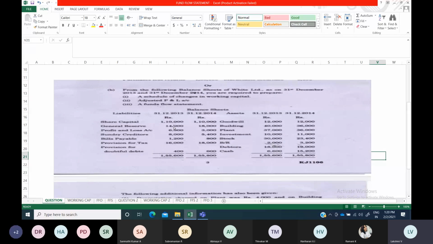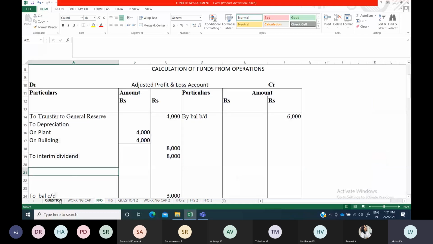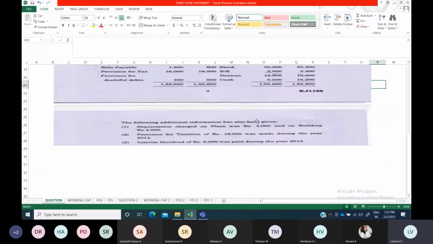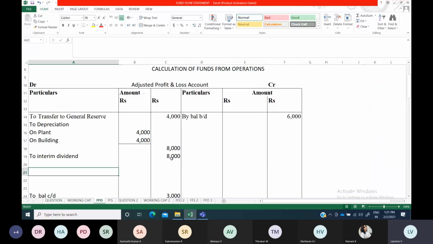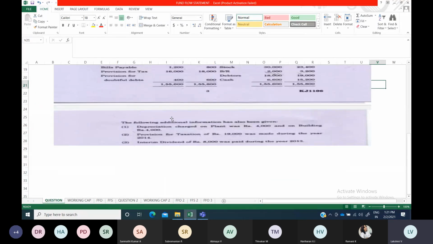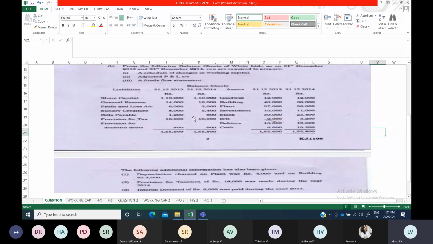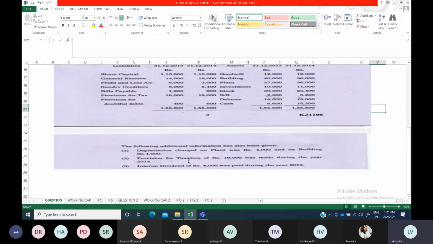For general reserve, we transfer the difference amount of 4,000, and then depreciation, which is provided in the additional information. I have taken this amount also. Interim dividend paid will come under two places. Next is your provision for tax. If some additional information is given like this, you have to prepare a provision for taxation account, with an opening balance and a closing balance.